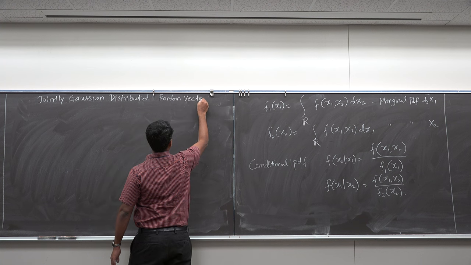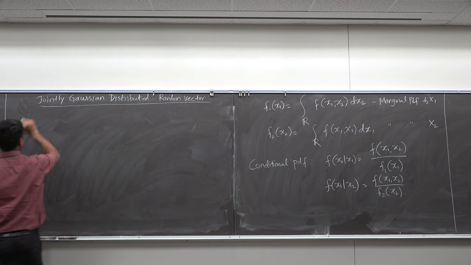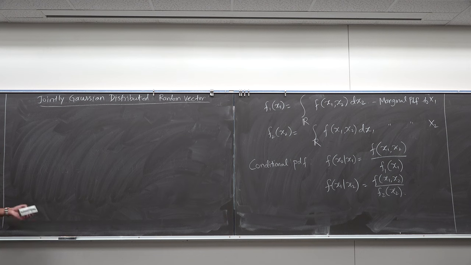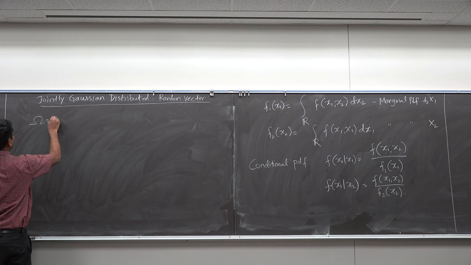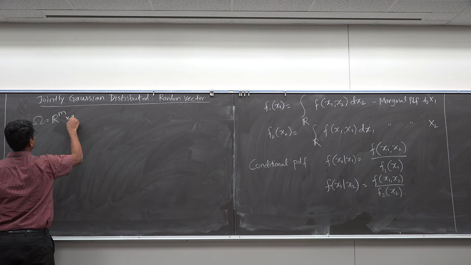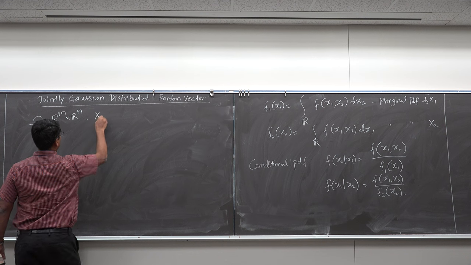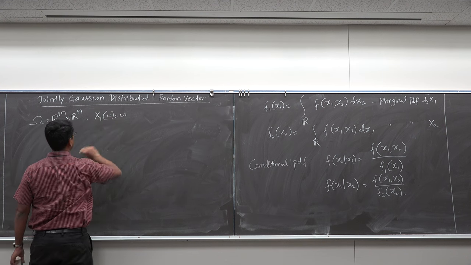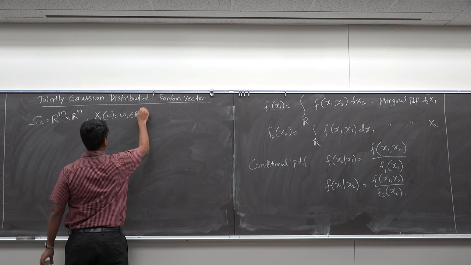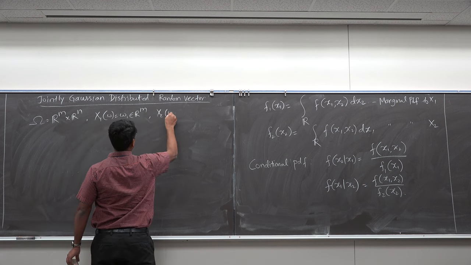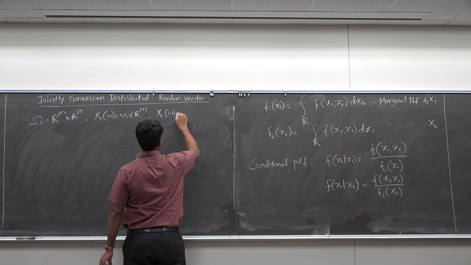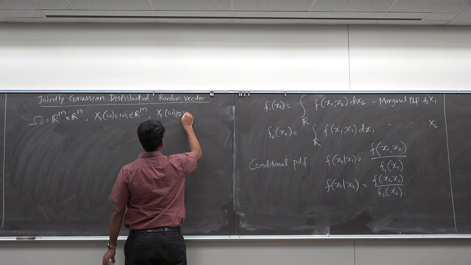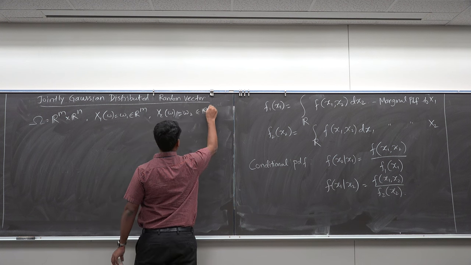We will directly go to the vector case, because I don't want to go over the scalar case and then go over the vector case again, because the expressions are very similar. So what is the setting? My omega is Rm cross Rn. My x1 of omega is the vector omega 1, which is in Rm. My x2 of omega is omega 2, which is in Rn.